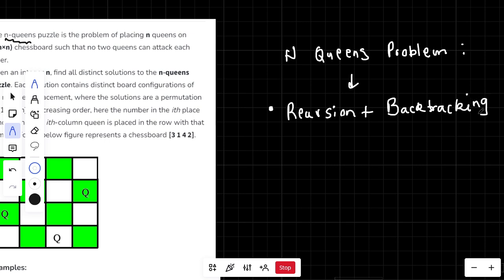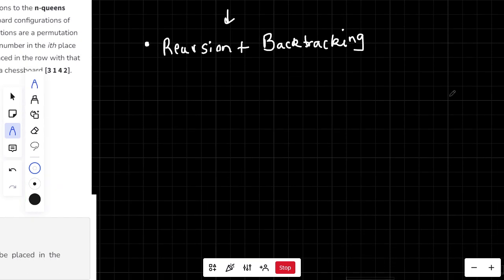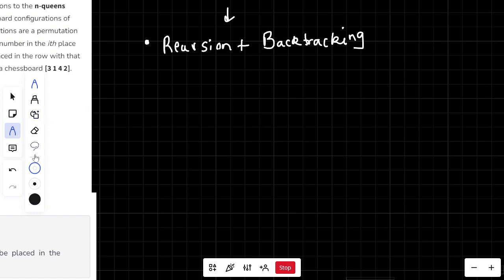So how are we going to solve this problem? Before solving this, always remember you don't always have to know the game in order to solve something. You can solve this problem without even knowing how to play chess. So here are some constraints with which I will describe what the N Queens problem is all about.